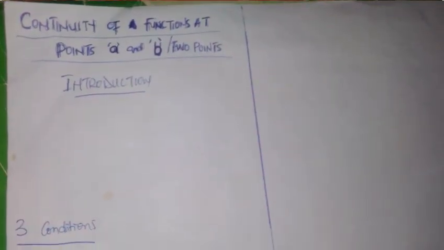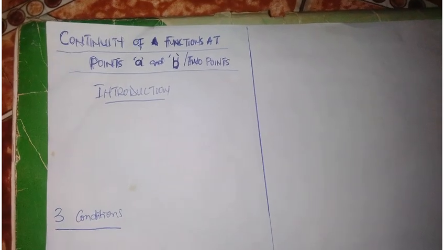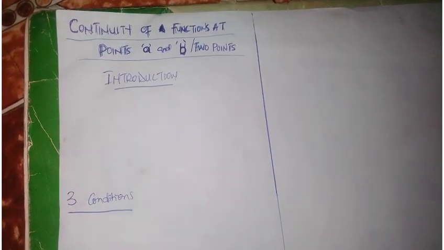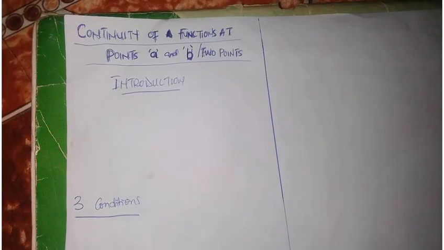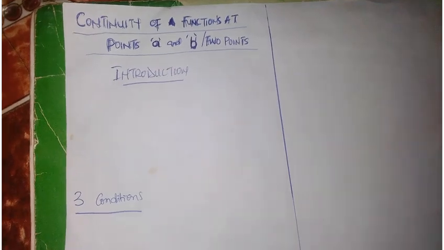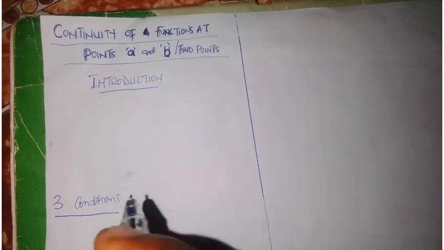Welcome to our today's class. Today we'll be looking at continuity of functions at points a, b, or at 2 points. For our last class, we looked at continuity of a function at a single point, and that point was a, as we used in our last class. This one will be at 2 points.